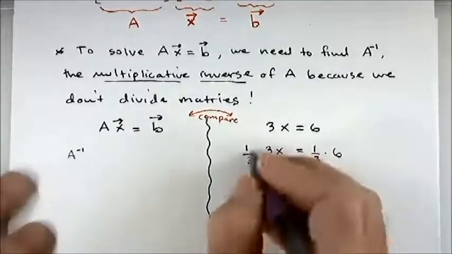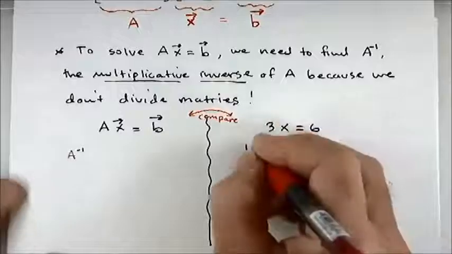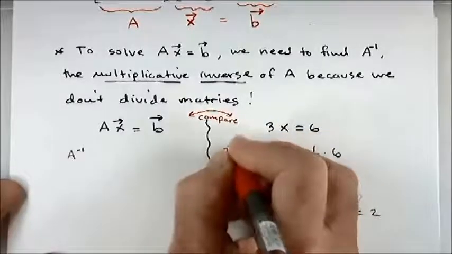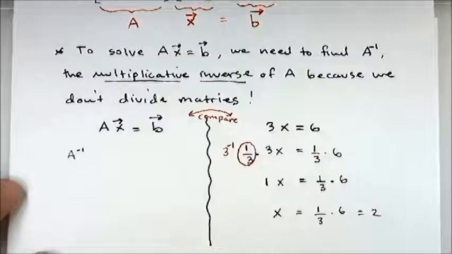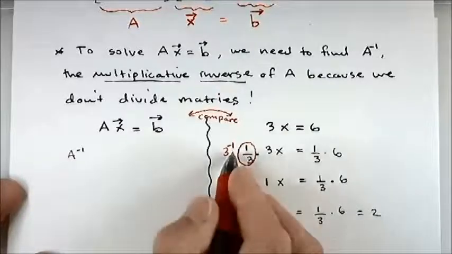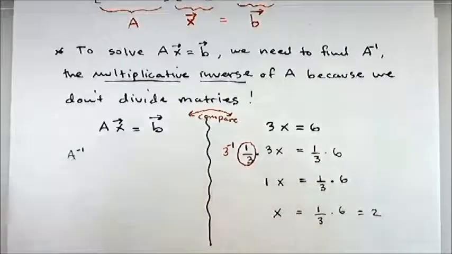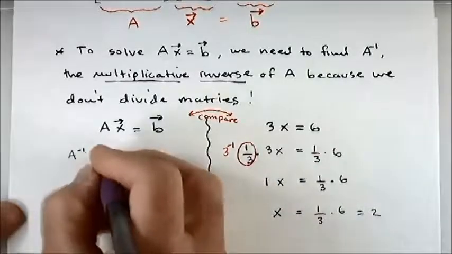Here's the other way to think about it. What is 1/3? 1/3 is the same as 3 to the negative 1, isn't it? And 3 to the negative 1 times 3 gives me 1. So that's what I'm doing. I'm going to multiply both sides by A inverse.